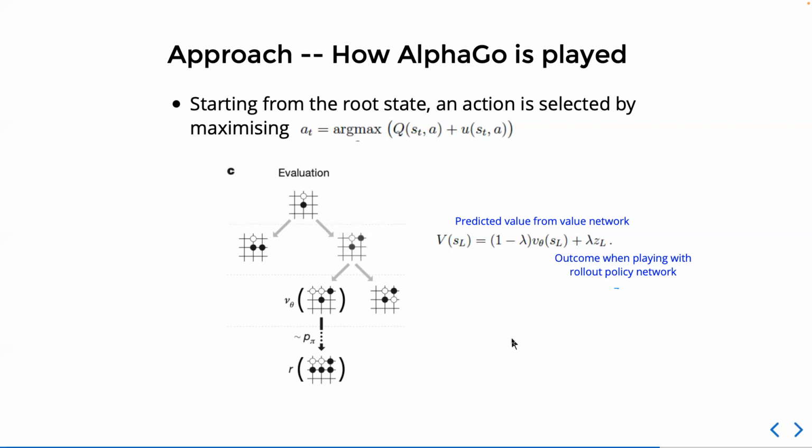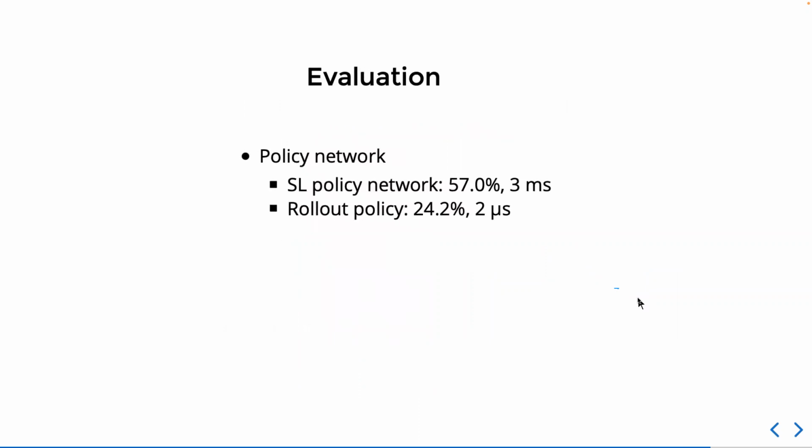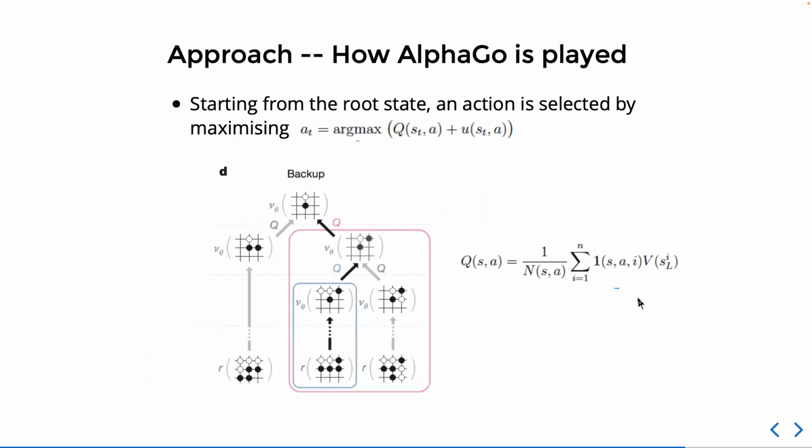Okay, let's move on. In their backup step, they just update the Q(s,a) because now they have a current estimation of value. Okay, the approach is over, right?